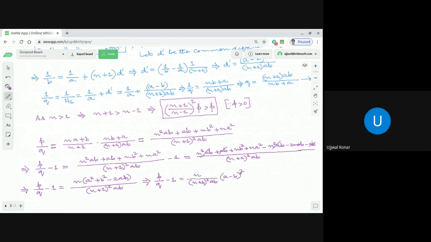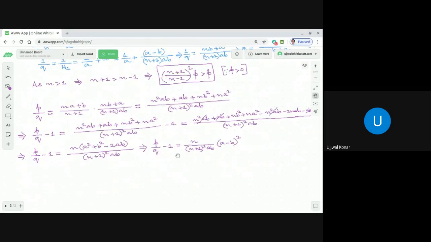Now all the terms on the right hand side are positive. n is positive, (n plus 1) whole square is positive, a into b is positive because a and b are distinct positive numbers. a minus b whole square is also positive, correct or not? So what we see is that p by q minus 1 is greater than 0. So from here we can conclude that p by q minus 1 is greater than 0. Now this implies p is greater than q.